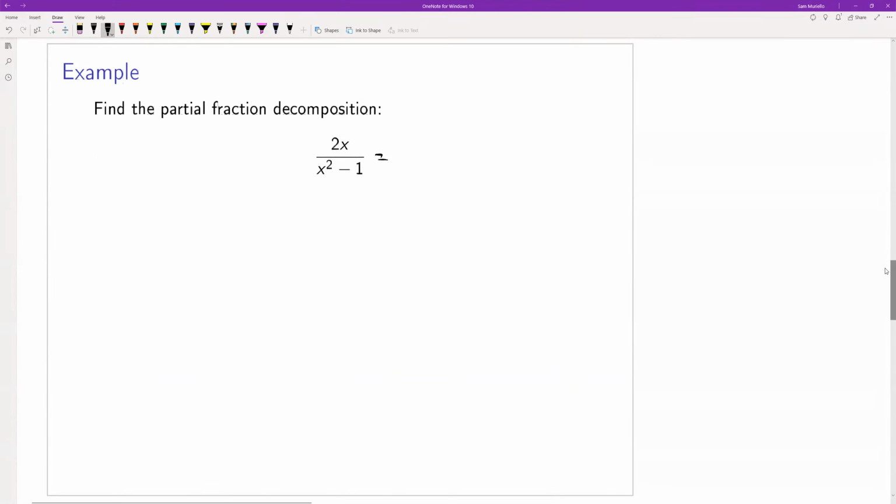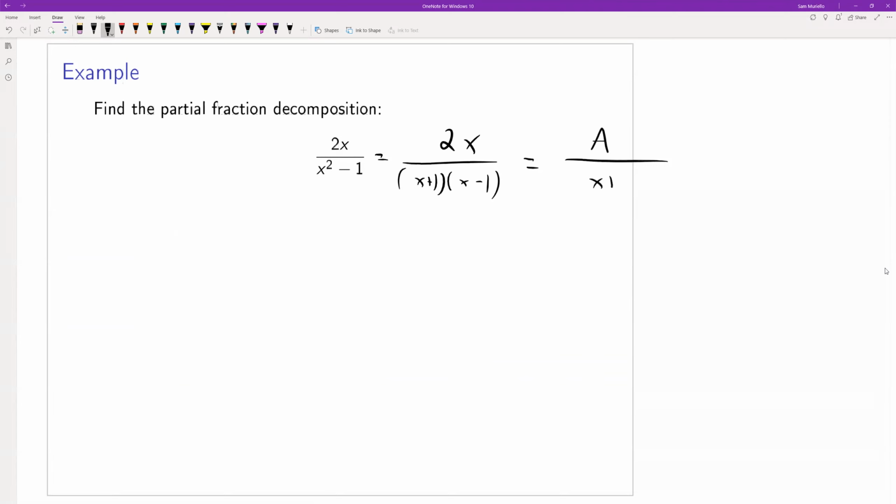We're going to factor the denominator into (x plus 1)(x minus 1). That means that the partial fraction decomposition will have the form A over x plus 1 plus B over x minus 1.